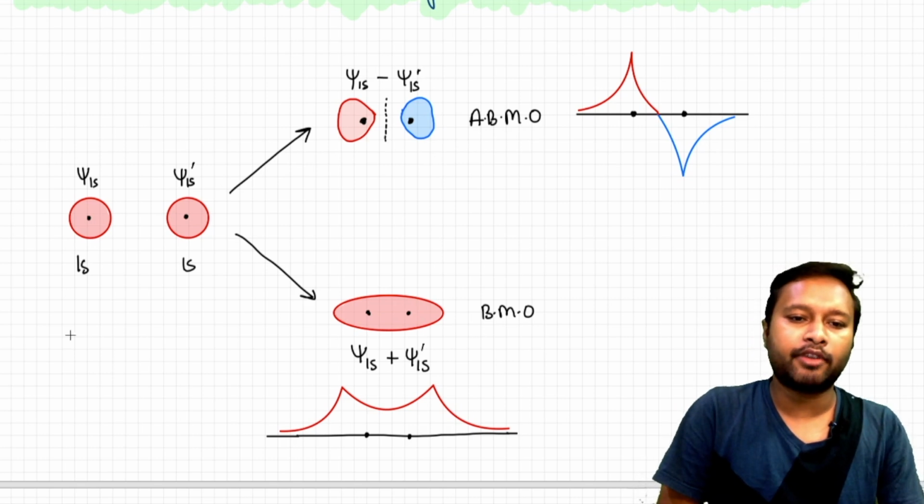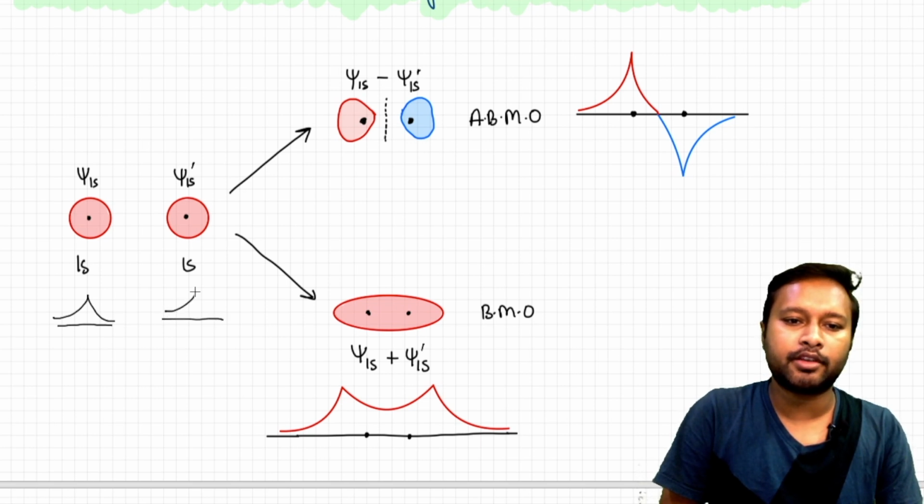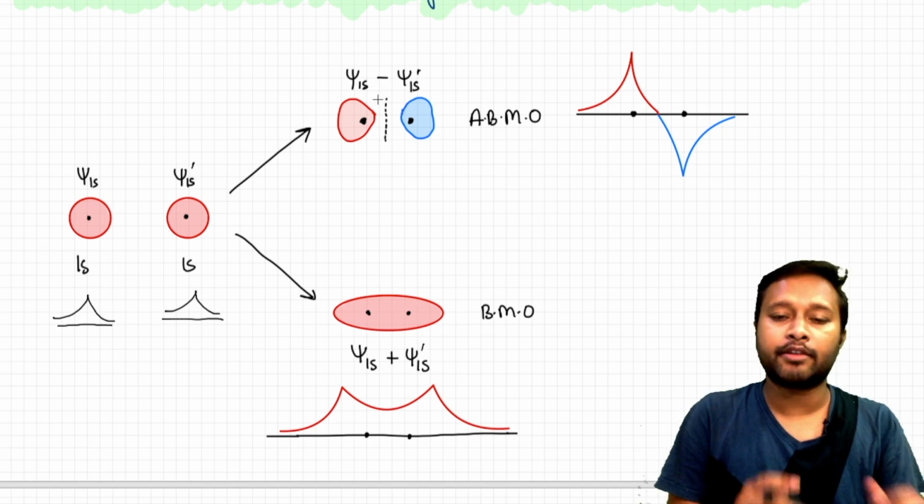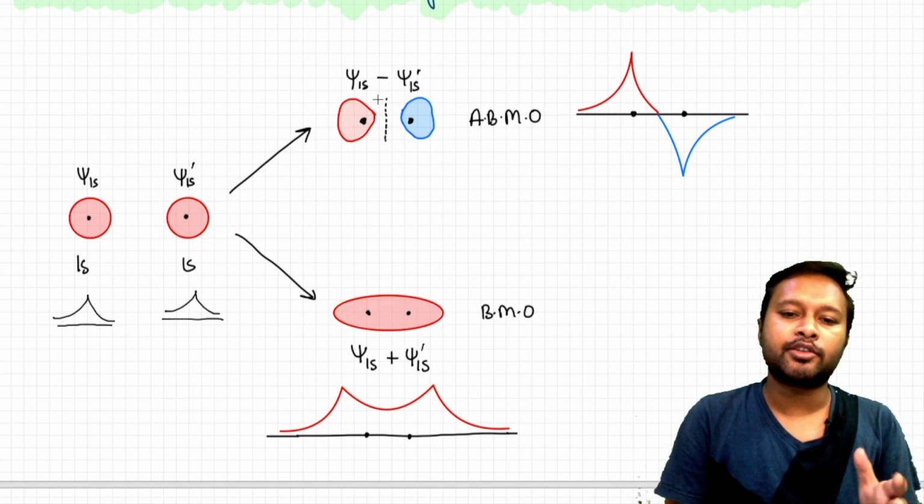If the wave function representing your 1s orbital is like this, and the wave function representing this particular 1s orbital is like this, their constructive overlapping forms a wave function shown with this red colored wave. This is how the bonding molecular orbital wave function looks, and for the anti-bonding molecular orbital the wave function is something like this, having a positive side and a negative side. Now if you look at the visual diagram, it shows something like this.